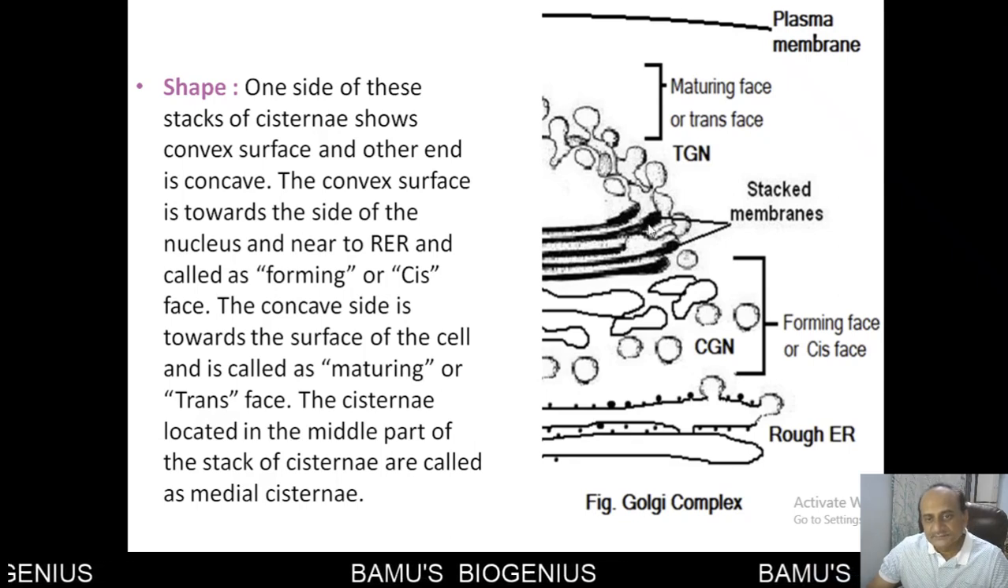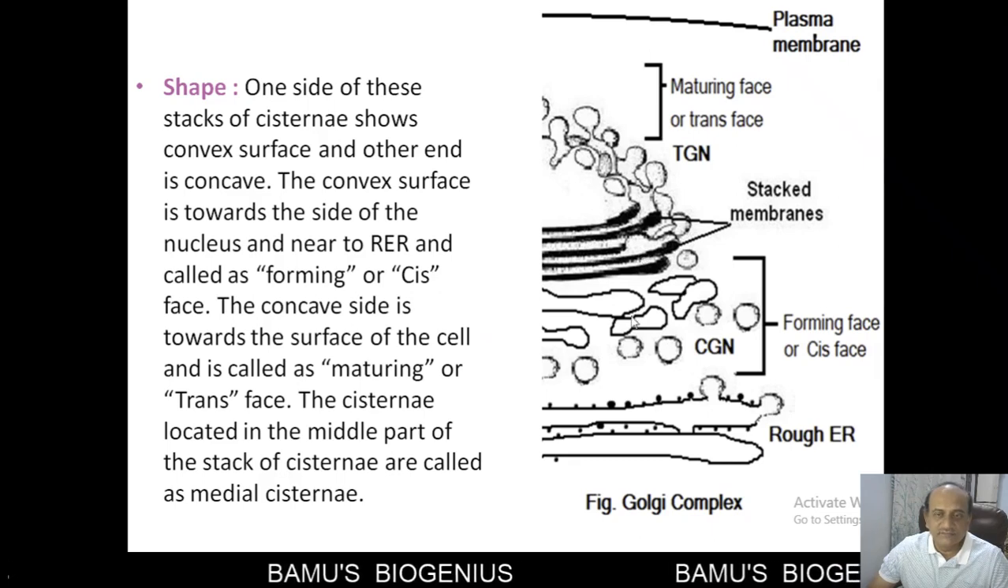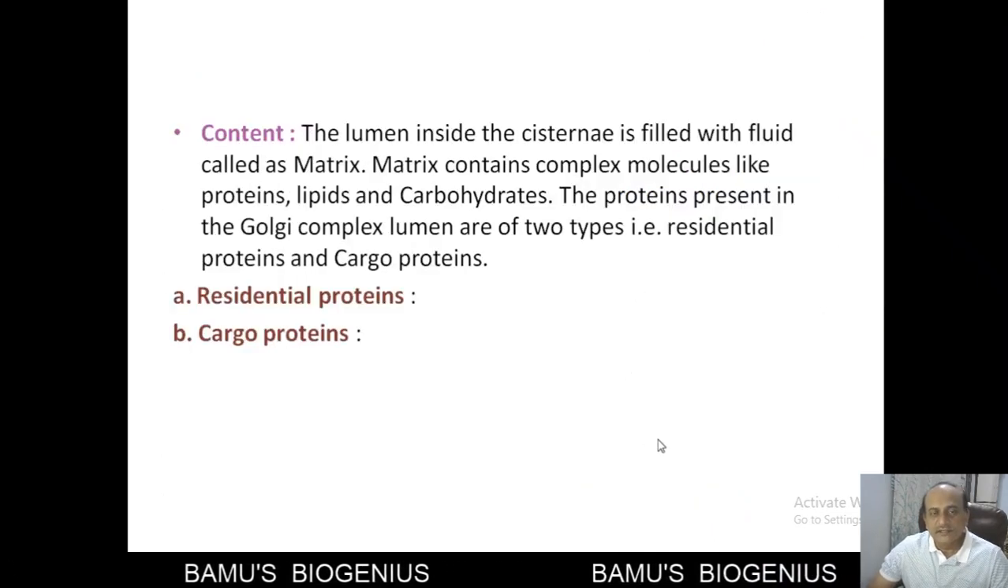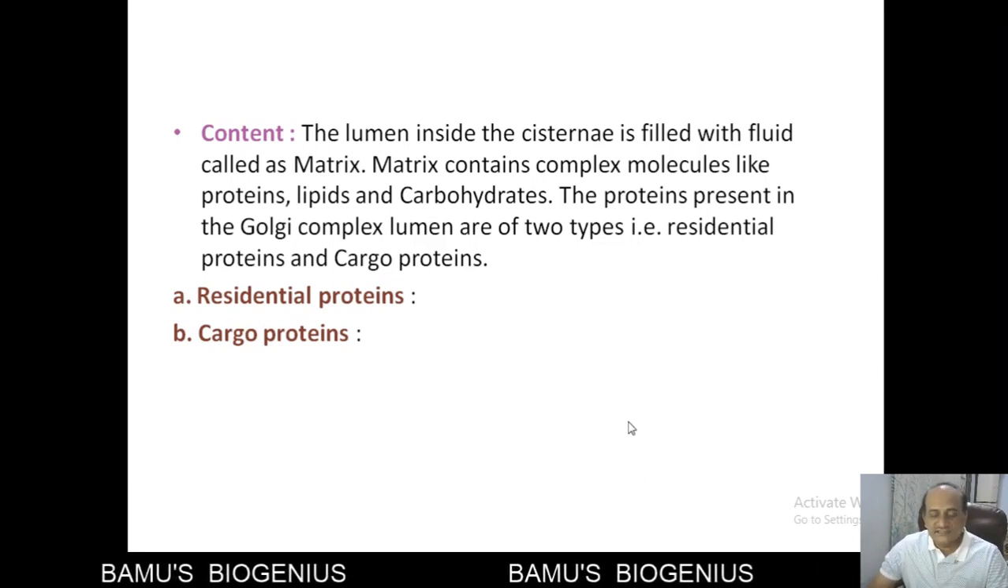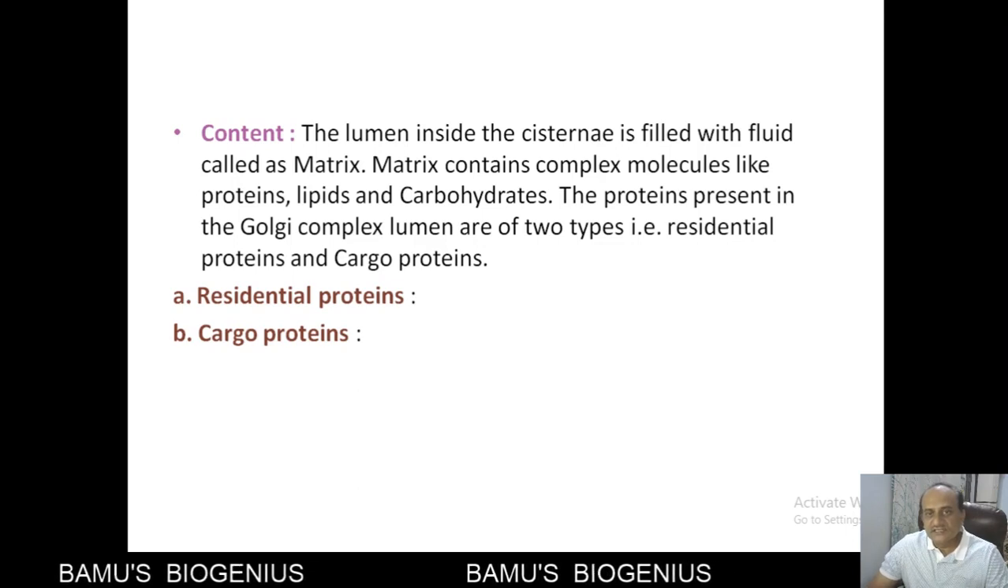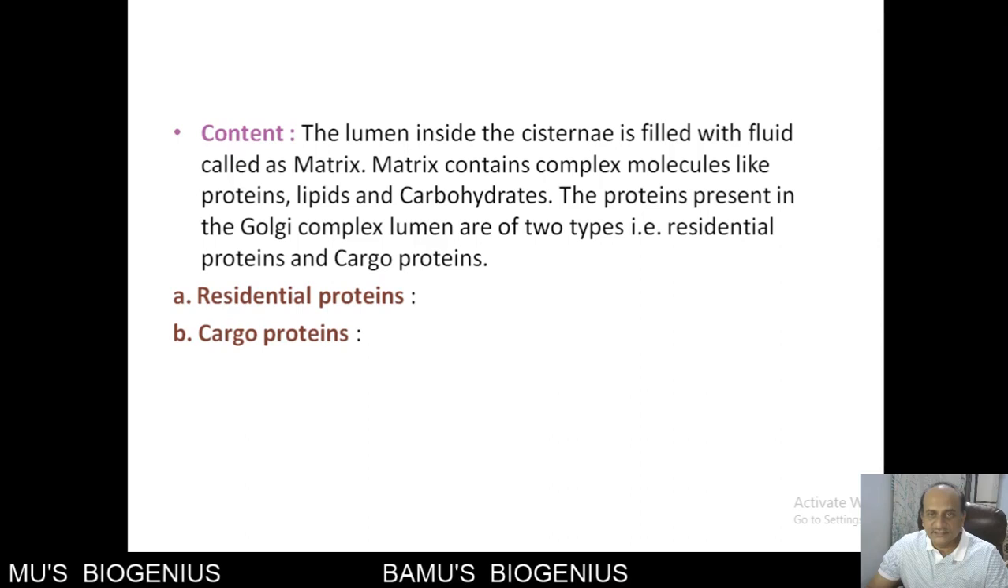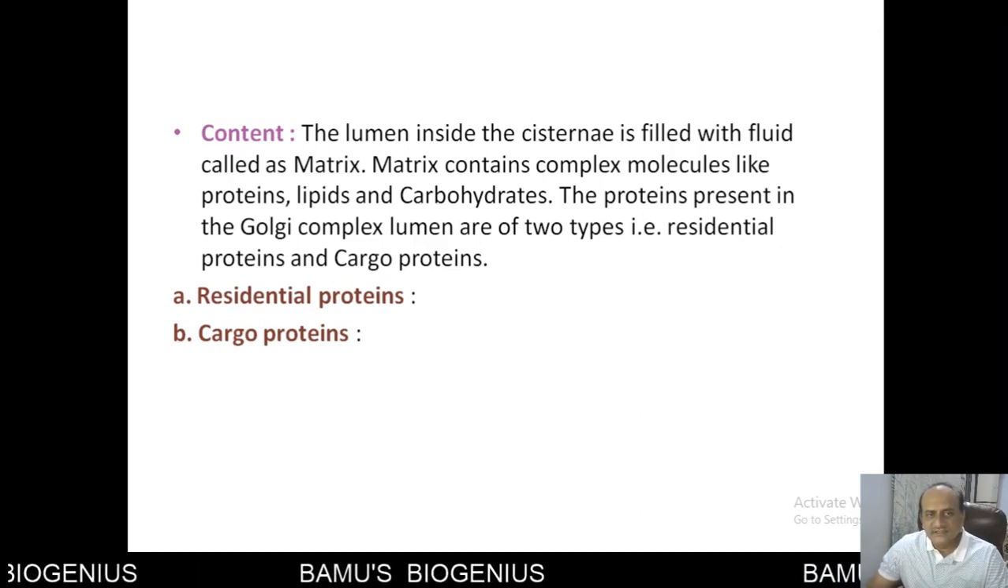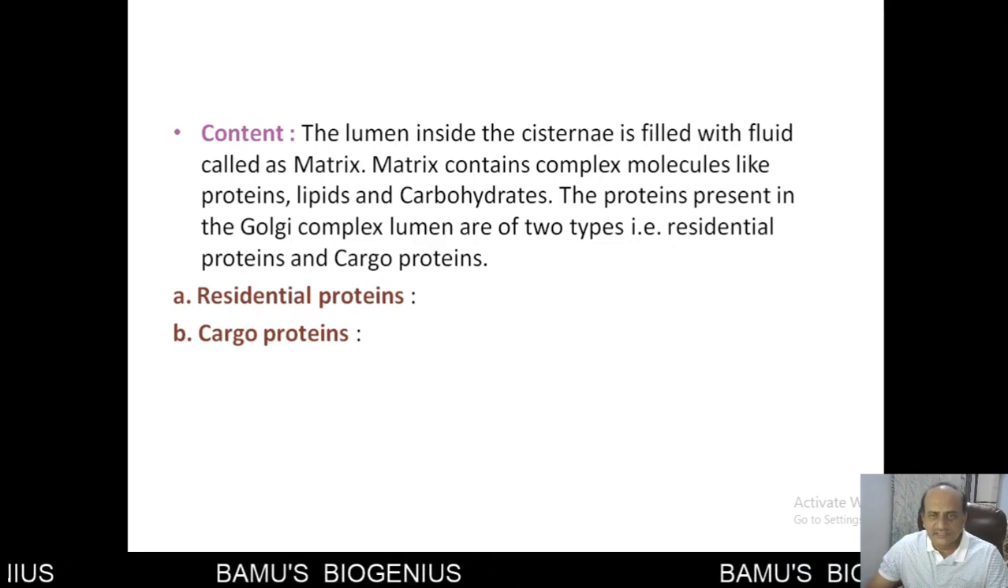So like that, you will find the peculiar shape of this Golgi complex. Then, if we see the content of this, the inside of a cisternae contains a kind of a fluid, and that fluid is called as a matrix. Now this fluid or matrix contains very different kinds of molecules like proteins, lipids and carbohydrates.